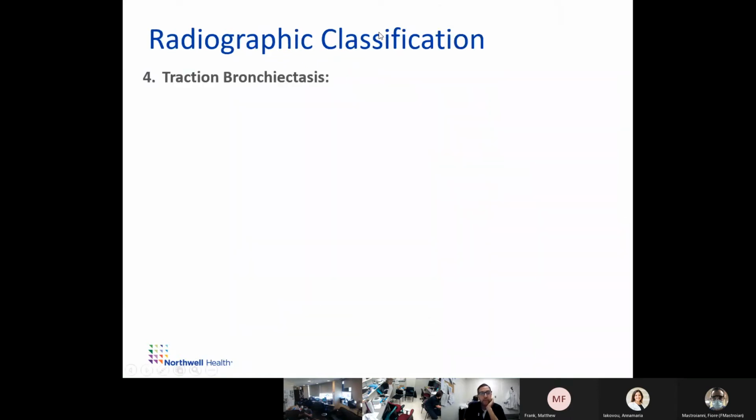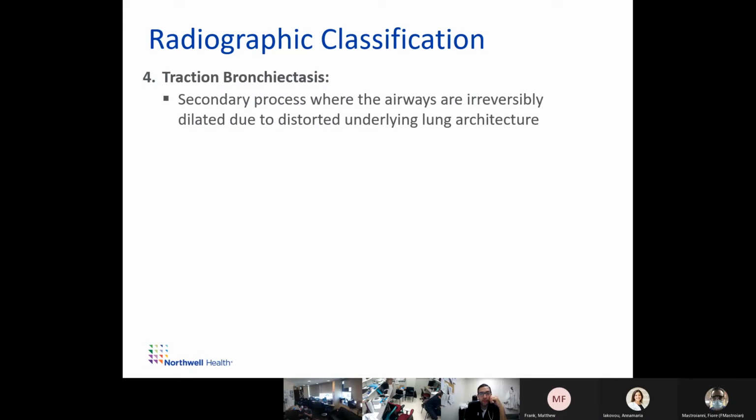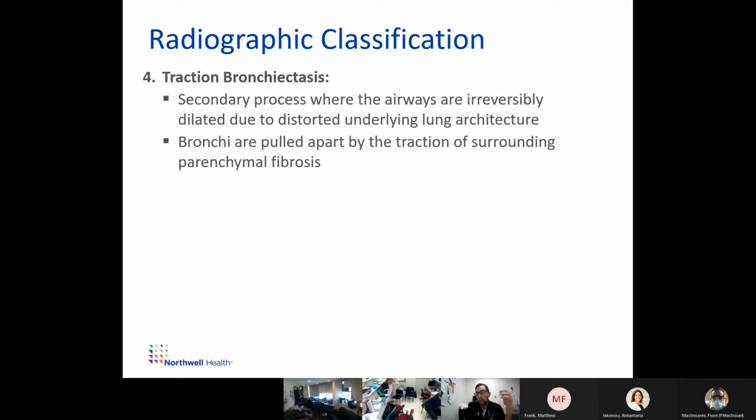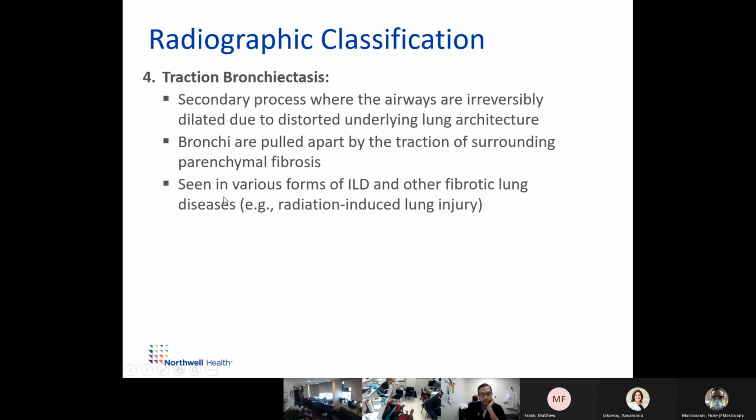That takes us to the last form of bronchiectasis, which is traction bronchiectasis, which is really not a primary bronchiectasis. It's a secondary process where the airways are irreversibly dilated because of distorted underlying lung architecture. This is classic with pulmonary fibrosis and interstitial lung diseases. Essentially, the bronchi are pulled apart by traction of the surrounding parenchymal fibrosis. We said it's seen in interstitial lung disease.